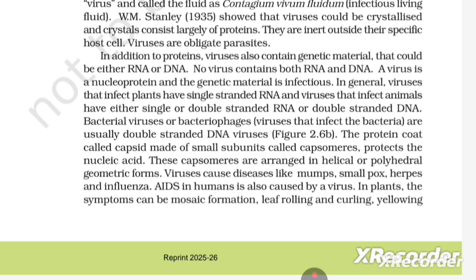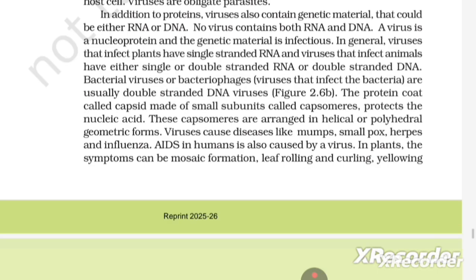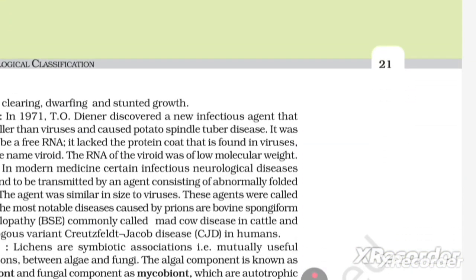Figure 2.6b. The protein coat called the capsid, made up of small subunits called capsomeres, protects the nucleic acid. The capsomeres are arranged in helical or polyhedral geometric form. Viruses cause diseases like mumps, smallpox, herpes, and influenza. AIDS in humans is also caused by a virus. In plants, the symptoms can be mosaic formation, leaf curling, yellowing, vein clearing, dwarfing, and stunted growth.